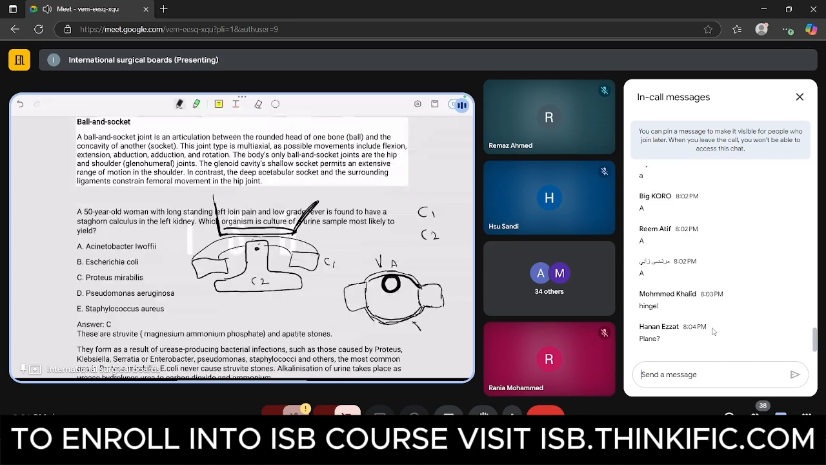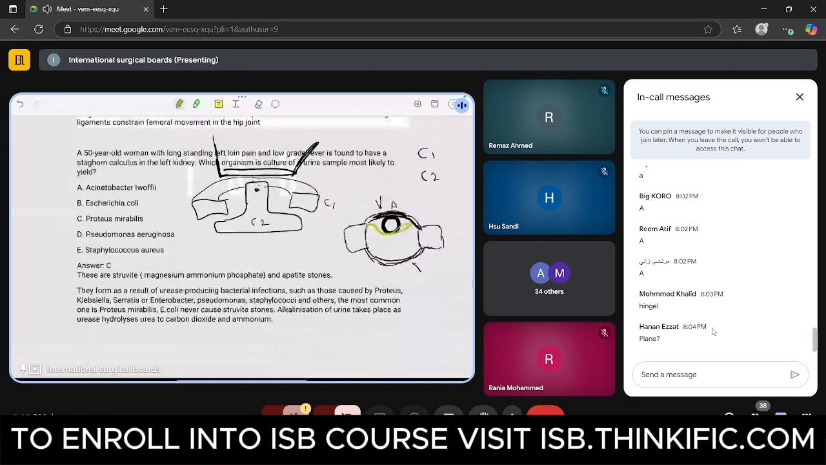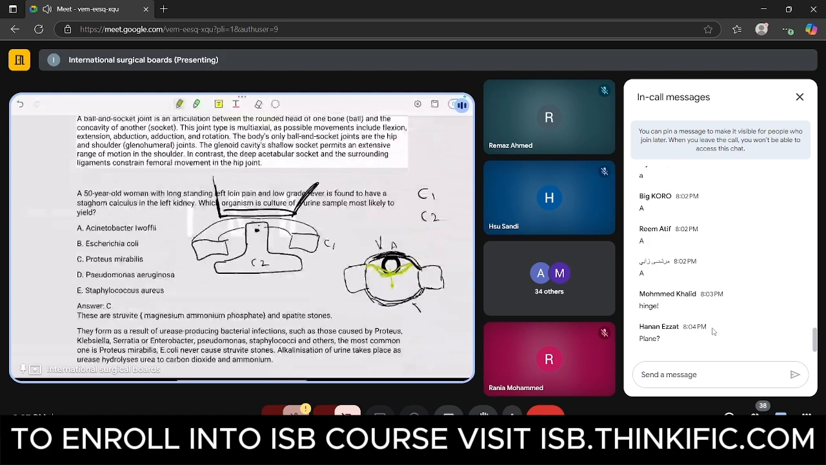The dens articulates here with the anterior arch, is that right? And there's a ligament called the transverse ligament, right? It prevents posterior dislocation of the dens. Now, this joint is pivot, right? This is usually said to be pivot.